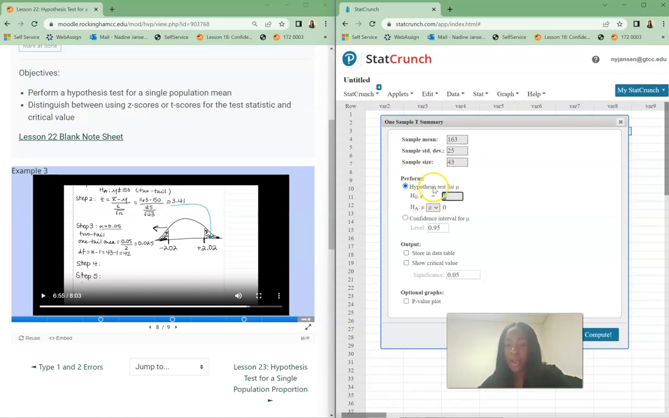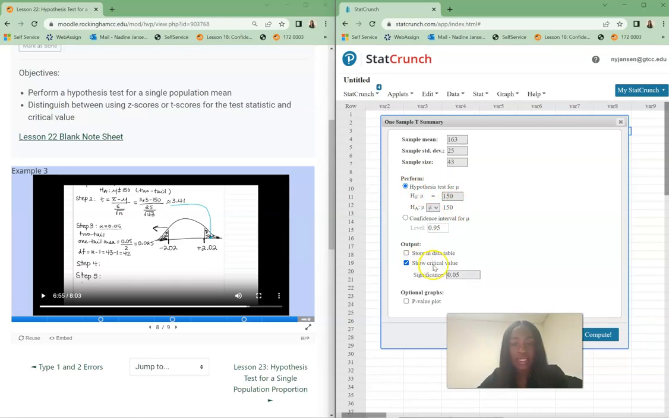We were doing a hypothesis test for mu, for a single population mean. Our hypotheses were that mu is equal to 150 and that mu is not equal to 150. We could change this second option for the alternative hypothesis depending on if we had a right, left, or two-tailed test. Do not click on confidence interval because we're not doing confidence intervals anymore. We are doing a hypothesis test. That's what we want to perform.